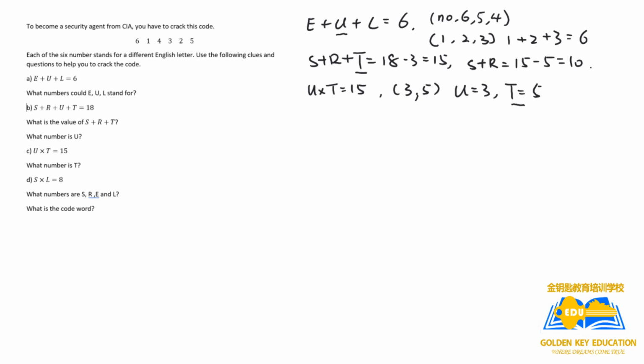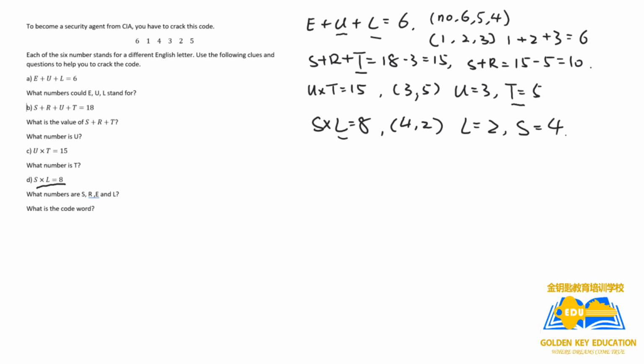Next, S times L is 8. What does it imply? It implies that S and L go into 8 and are numbers from 1 to 6. It can't be 1, because you can't have any number bigger than 6, otherwise you have 8 instead. So it could be only 4 or 2, either way. But L can't be 4, so L must be 2, and therefore S must be 4.